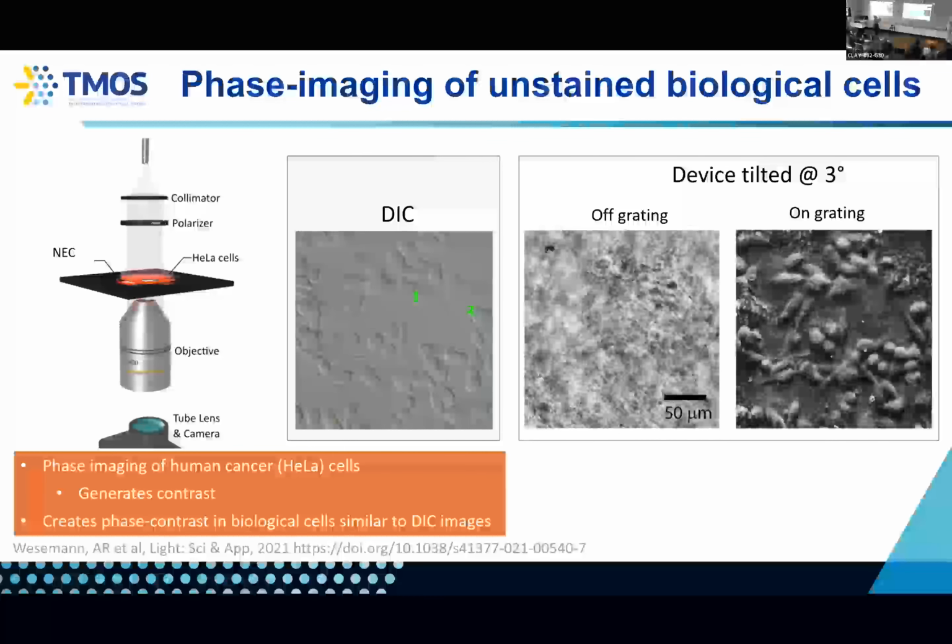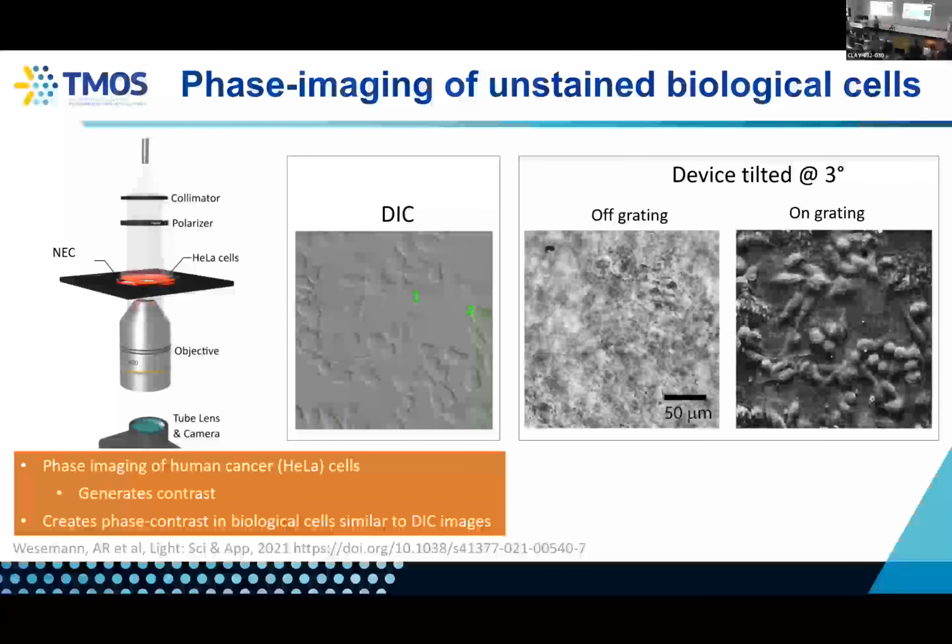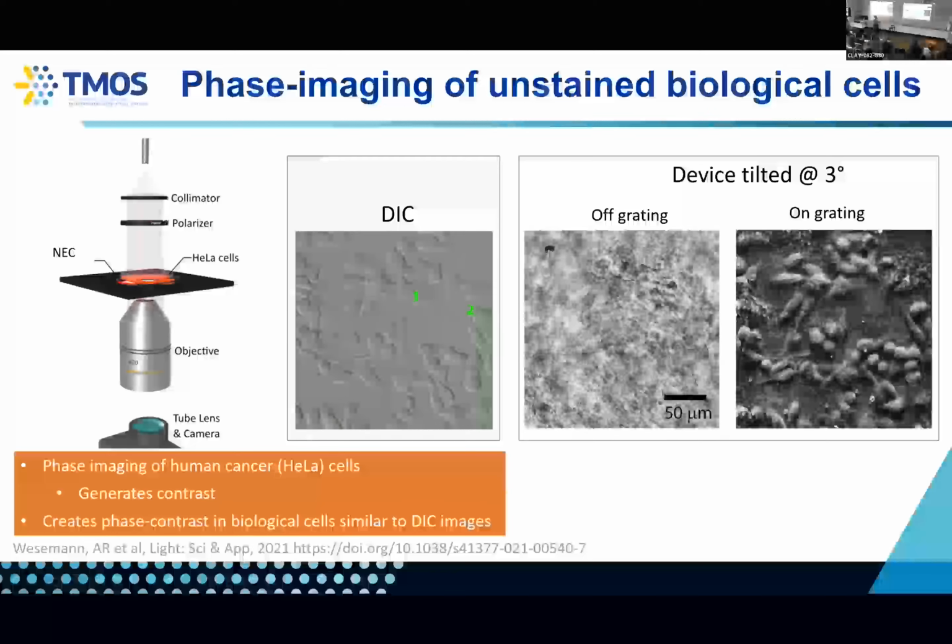And we extended this, we called this a nanophotonic enhanced cover slip. So it was incorporated into a microscope, and we were able to generate images that were consistent with conventional DIC results.